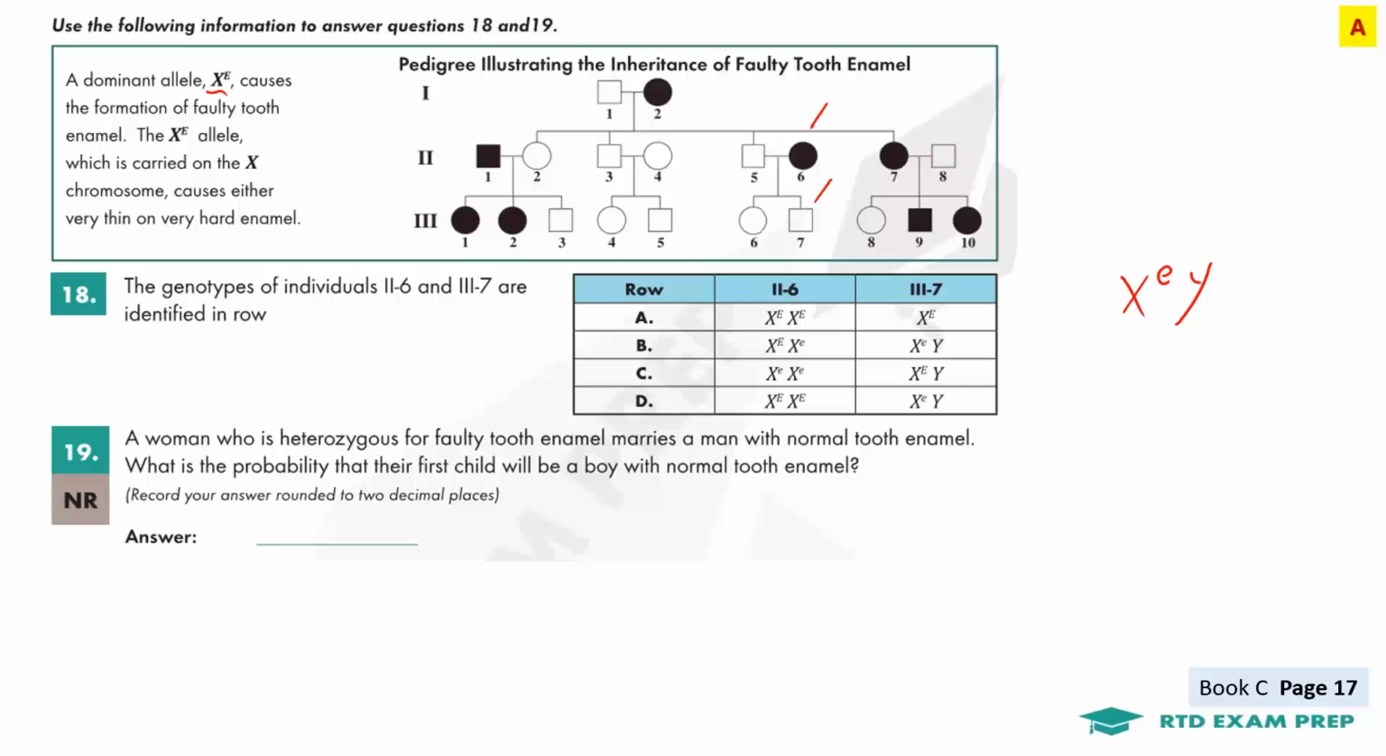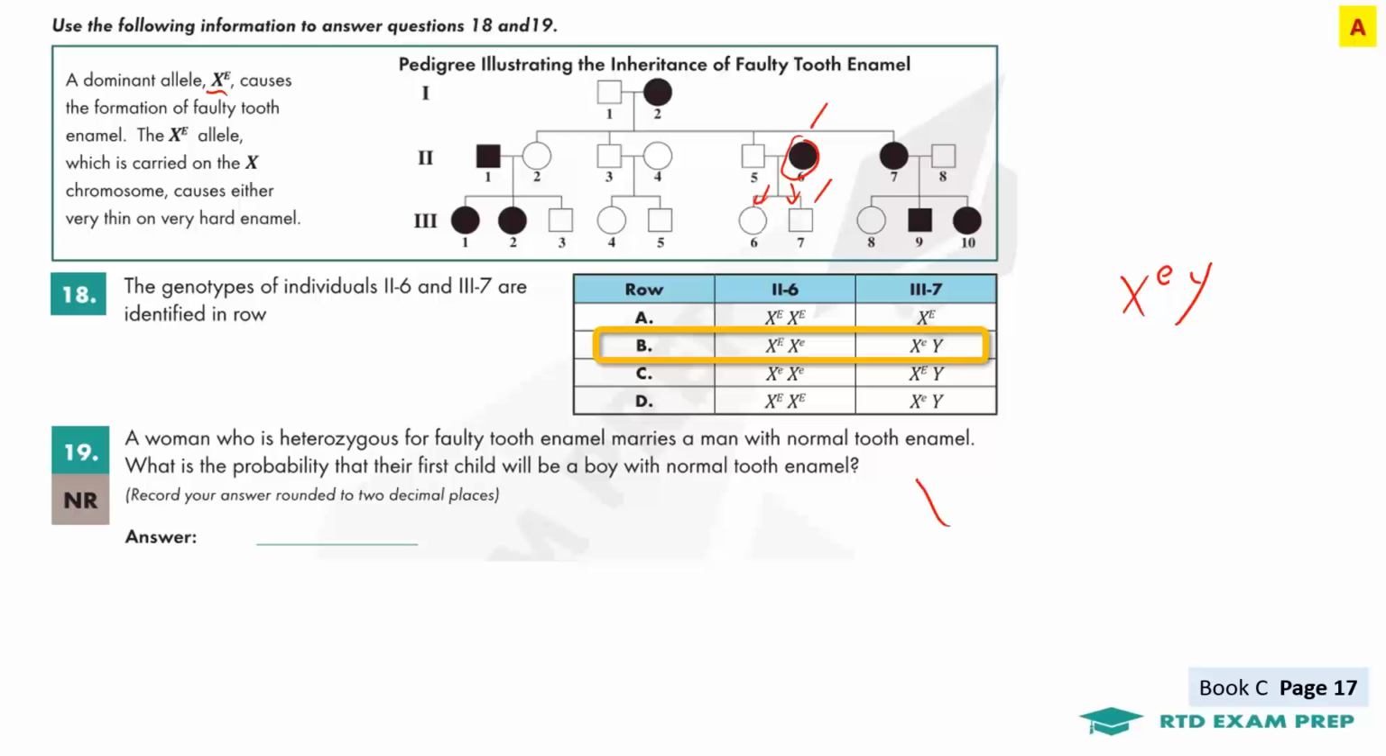But let's prove it again. Let's go take a look at 2,6. This female produces unaffected offspring. So we know that she must be carrying, especially for that daughter, she must be carrying the X^e. So 18 being B.